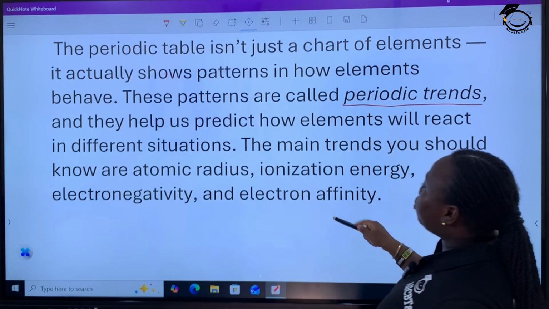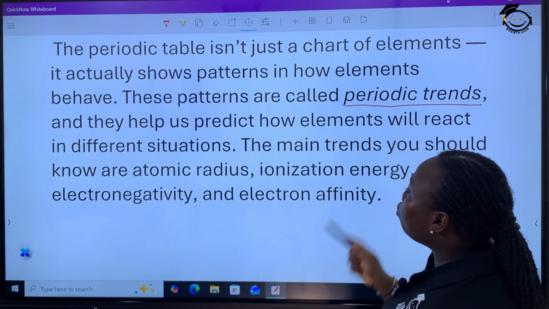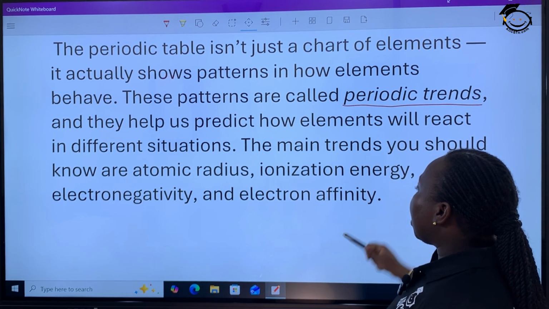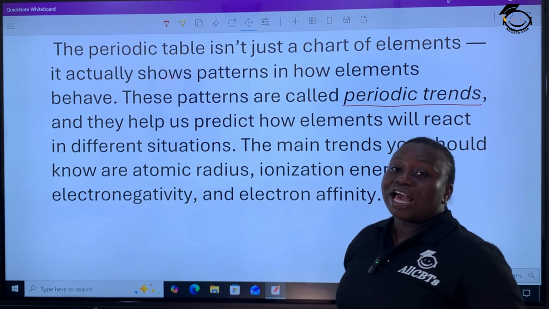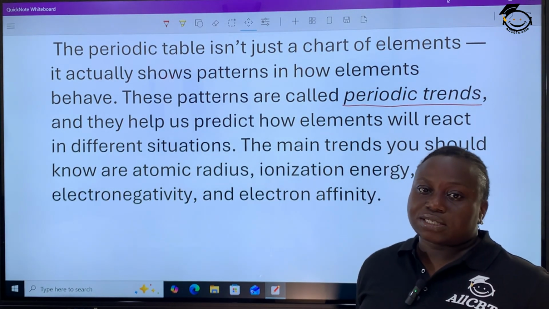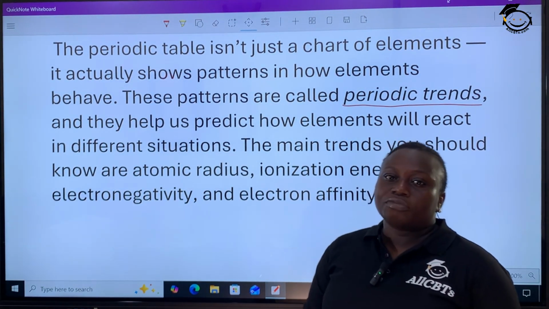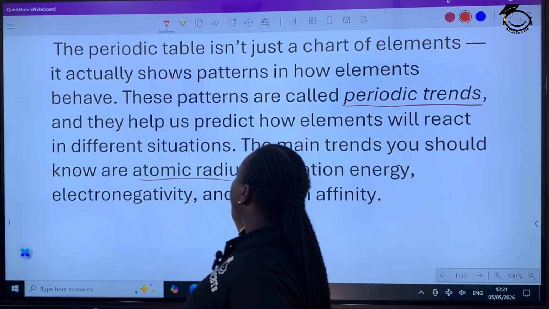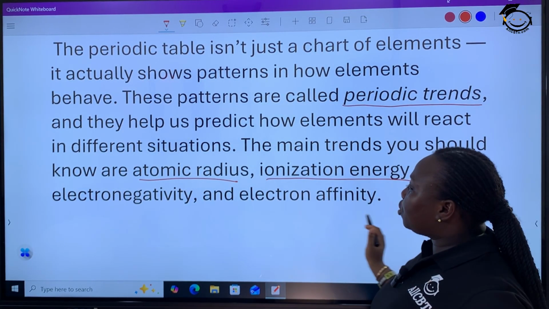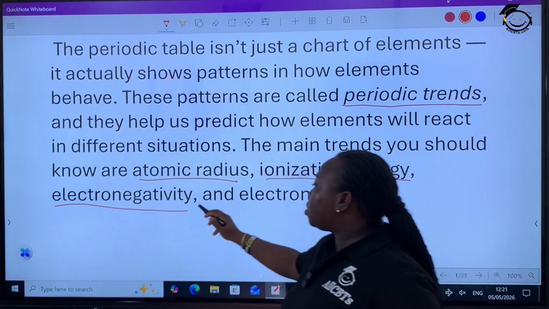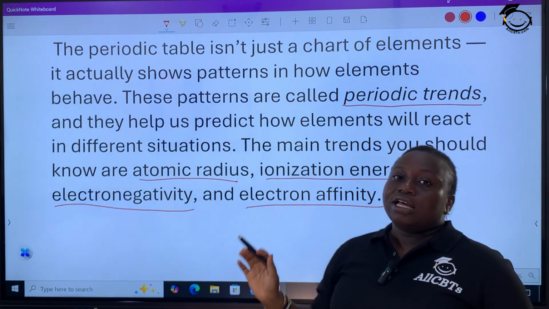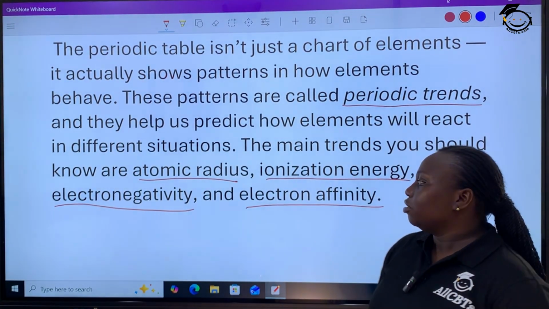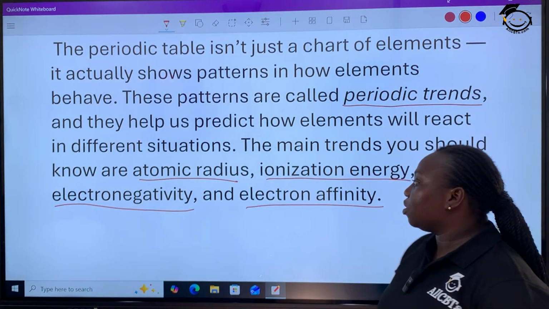In different situations. The main trends you should know are atomic radius, ionization energy, electronegativity, and electron affinity. So we have four main properties that we can deduce from our periodic table. The first one is the atomic radius. The second one is the ionization energy. The third one is the electronegativity, and the fourth one is the electron affinity. Now, these four properties come up very well in our examinations. They come up repeatedly.